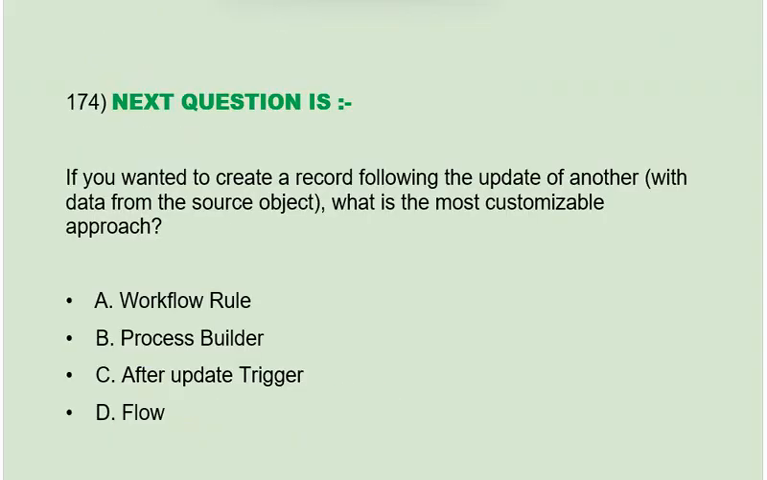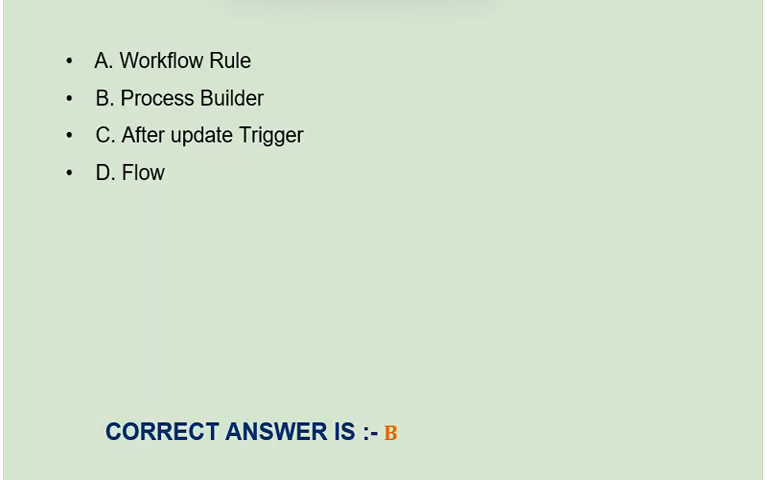Question is, if you wanted to create a record following the update of another with data from the source object, what is the most customizable approach? Option A, Workflow Rule. Option B, Process Builder. Option C, After Update Trigger. Option D, Flow. Correct answer is option B.